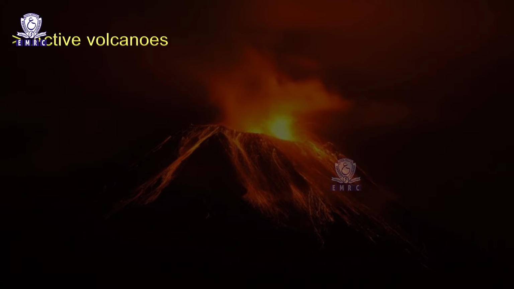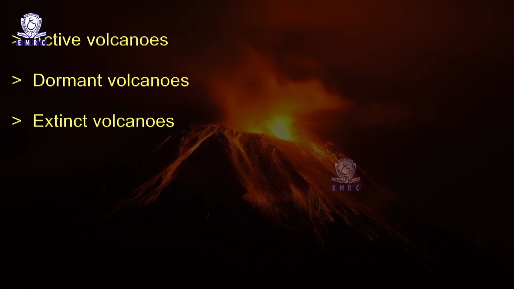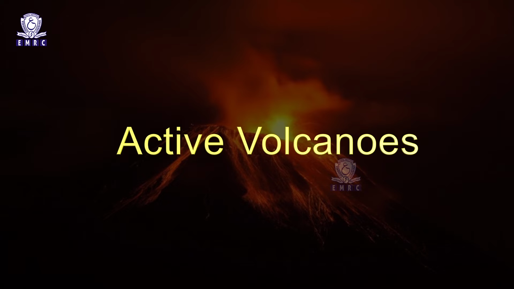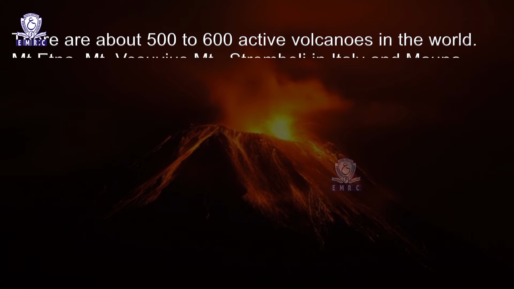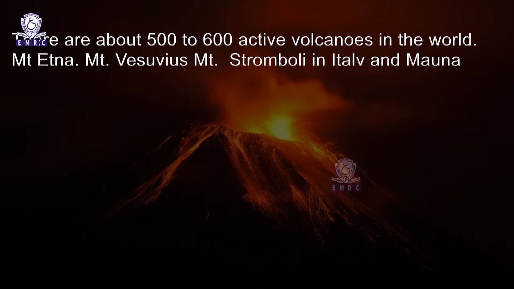On the basis of frequency or periodicity of the eruption, they are classified into 3 types: 1. Active volcanoes, 2. Dormant volcanoes, and 3. Extinct volcanoes. Active volcanoes are those that have erupted in the recent past. Such volcanoes periodically eject lava, gases, ashes, etc. There are about 500 to 600 active volcanoes in the world.